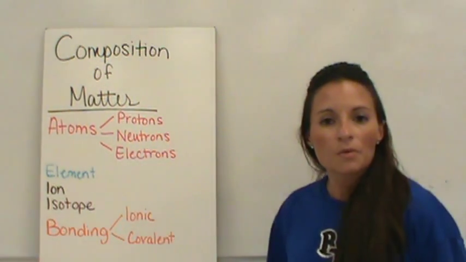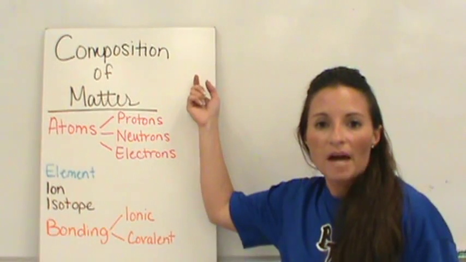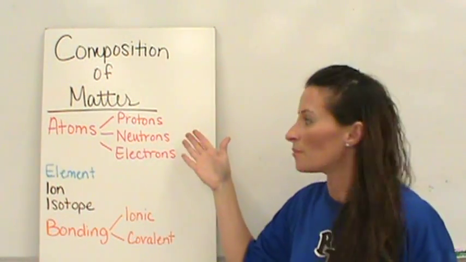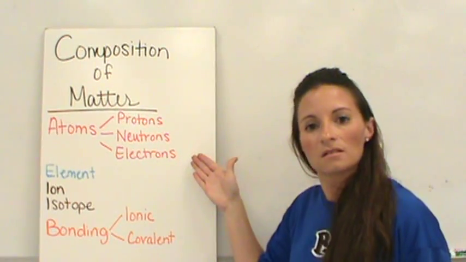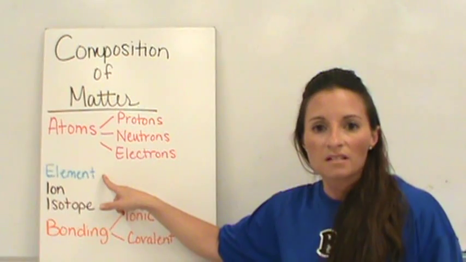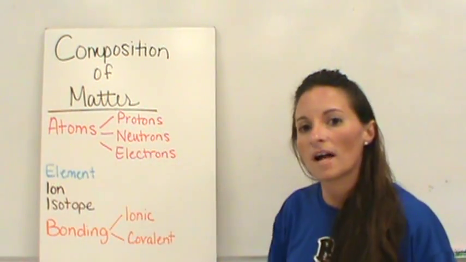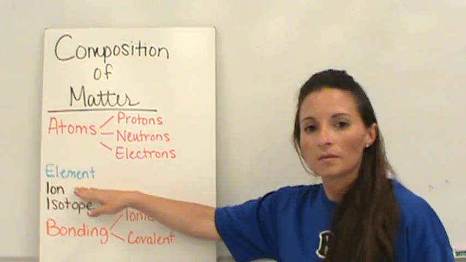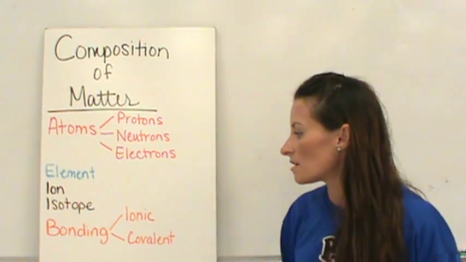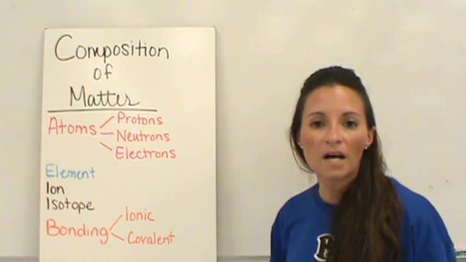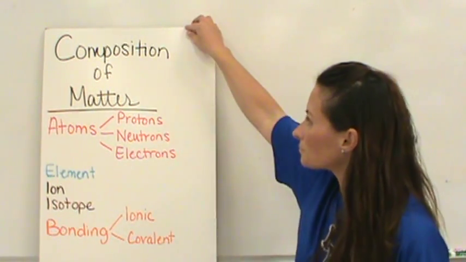Welcome to today's lecture where we're going to talk about the composition of matter. We're going to start with atoms and the parts that make up atoms: protons, neutrons, and electrons. We're then going to talk about the elements on the periodic table. We're going to talk about what happens if we have different numbers of neutrons and electrons in an atom. We form ions and isotopes. And then finally we're going to talk about bonding and how we form compounds within these atoms.